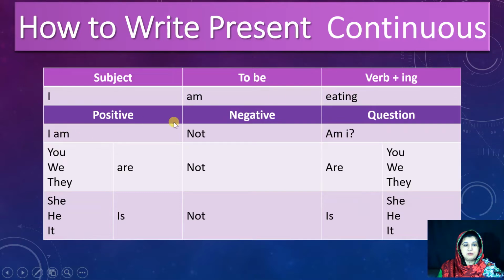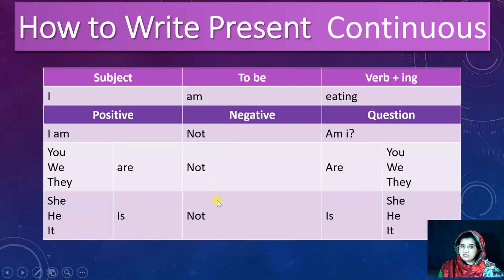First example, positive sentences. I am eating. You are eating. They are eating. She is eating. He is eating. So you can see how we use the helping verb with different pronouns. Am with I, with you, we, they, plural we use are, with he, she, it and singular we use is.